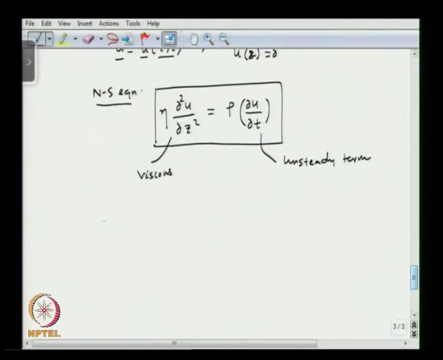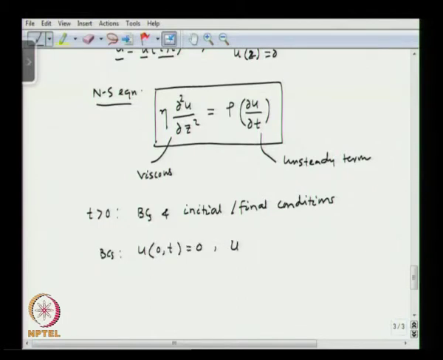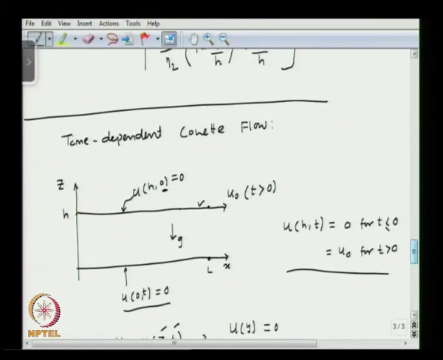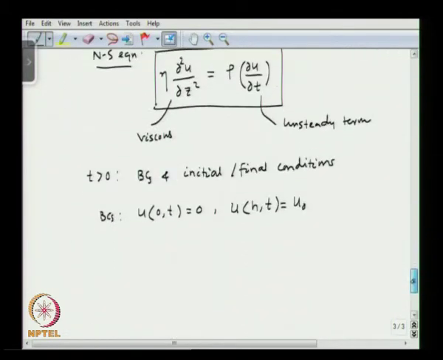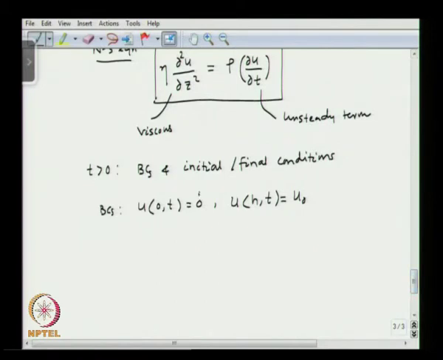So, for t greater than 0, we can write the boundary conditions and the initial as well as final conditions. The final condition will be the steady state conditions. The boundary conditions can be written as u(0, t) will be 0 and u(h, t) will be u 0. So, the velocity of the top wall is going to be u 0, and the bottom wall is at rest, so this is going to be 0.